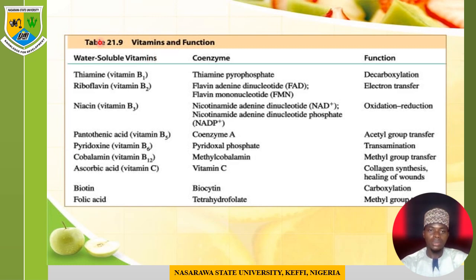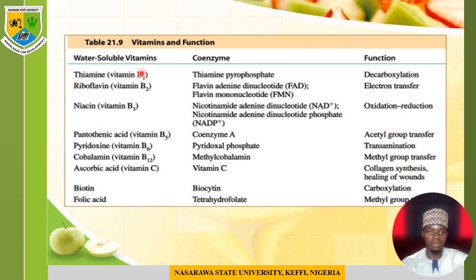So this table is gotten from Setiana biochemistry textbook. You can go and look for it for more details. This table outlines the water-soluble vitamins, the coenzymes they produce, and also the function they serve in our system.